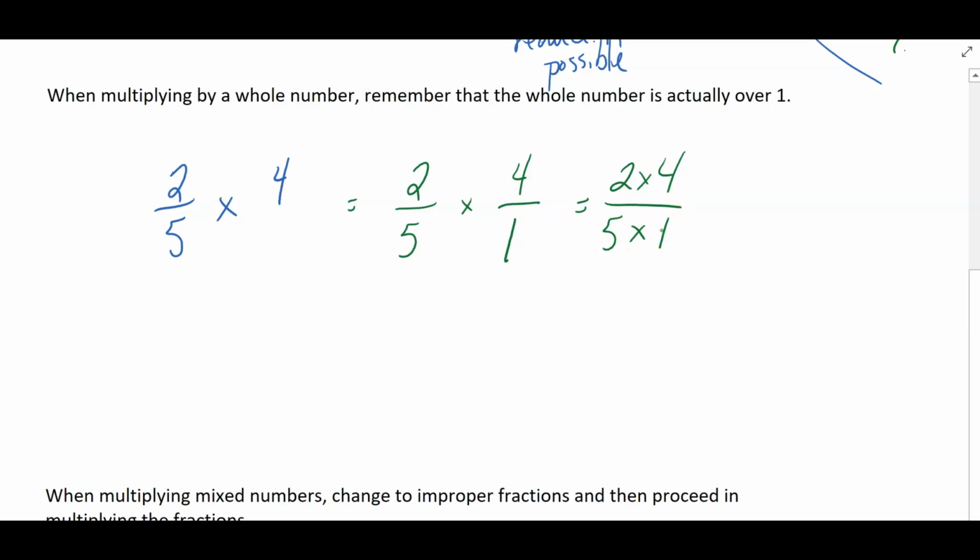One of the biggest errors I see here is people will multiply 4 by both of them, okay? So please stop yourself. That's a very common error. That is not how it's done. Remember that whole numbers are over 1. And so now 2 times 4 is 8, 5 times 1 is 5, and that is 4 times 2/5, which is 8/5. And actually, if you can picture that, 2/5, 4 times, we have 8/5.